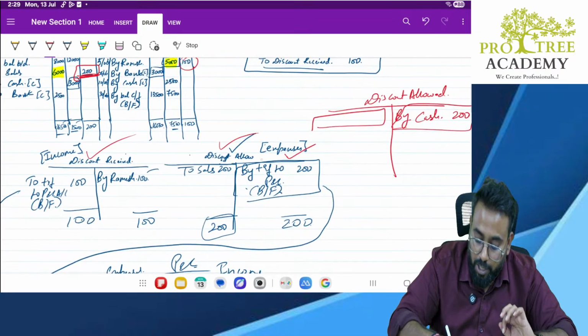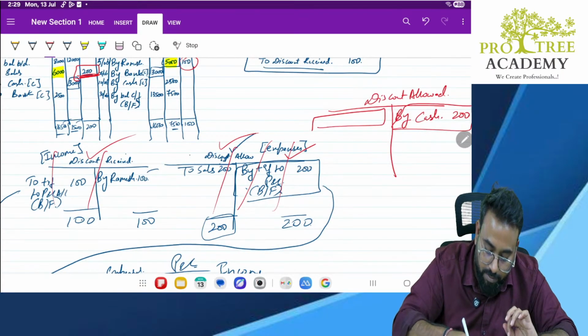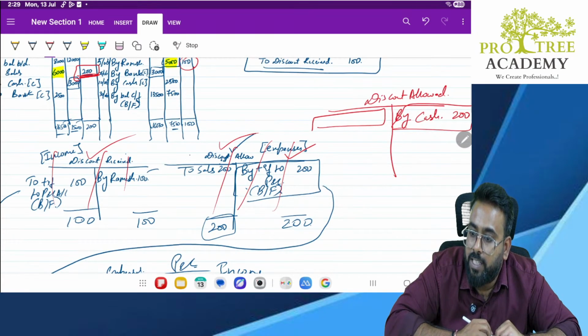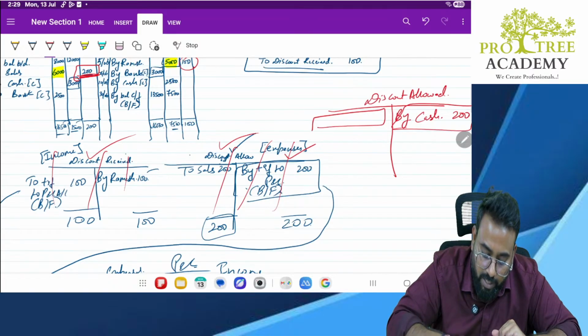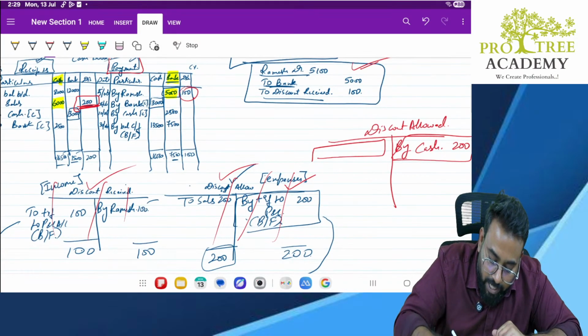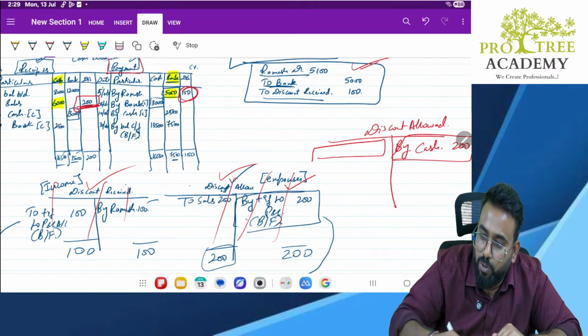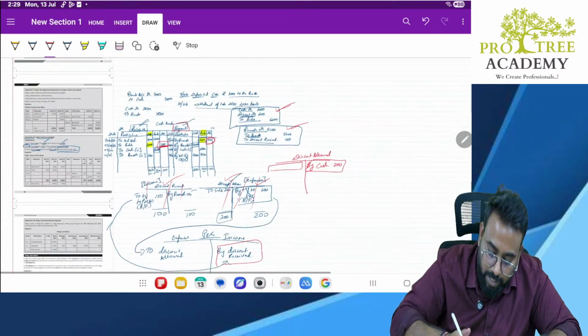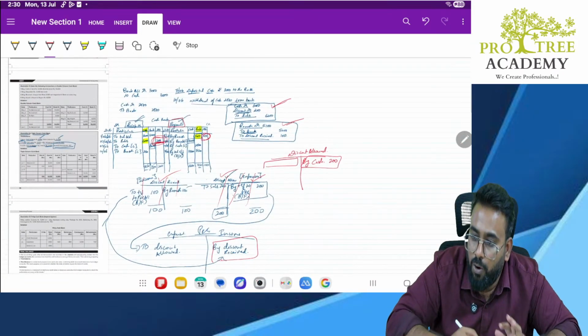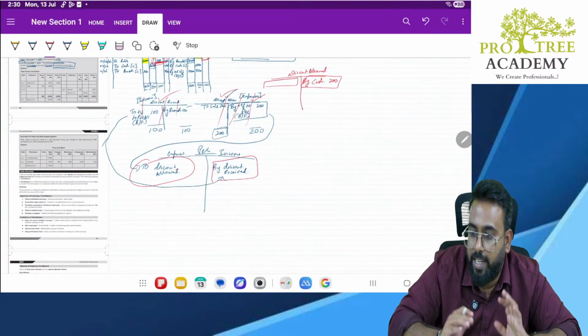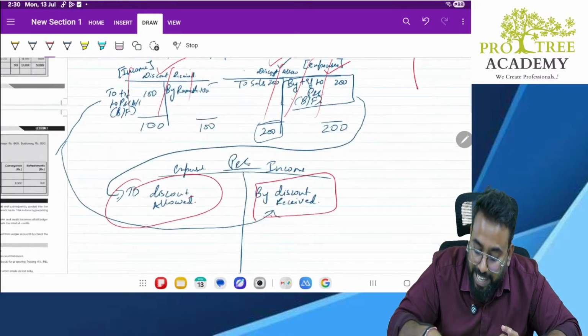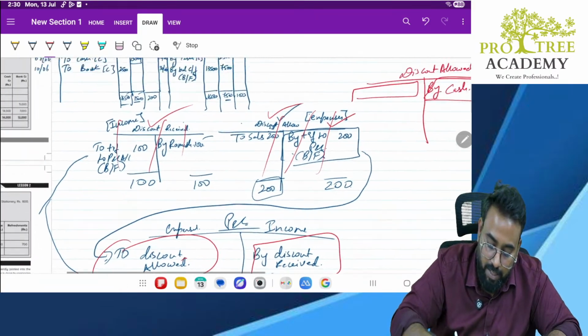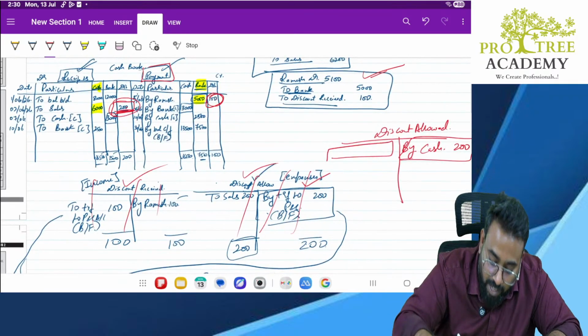Option is you don't prepare this accounts at all. Then what to do, sir? What you do is, whatever discount you have received, you directly account it on the P&L income side. Whatever discount you have allowed, you directly record it under expense side in the P&L. But again, remember, the catch is here.